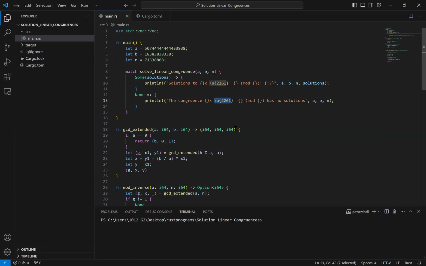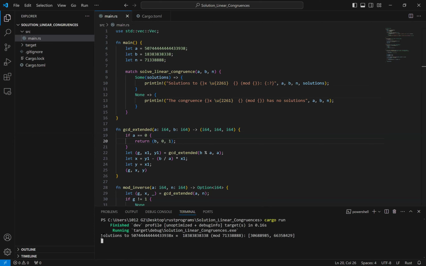Let us run this and see if it runs. It has told us that the solutions to this, congruent to this, mod 7, 13, and so on. Oh, this one has two solutions. It has listed the two solutions here.